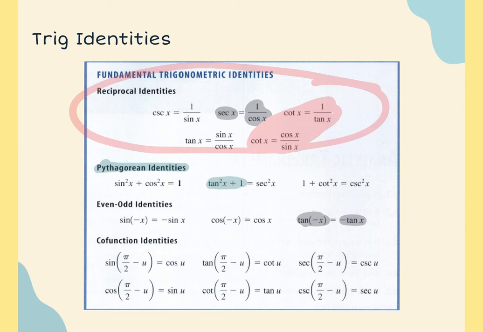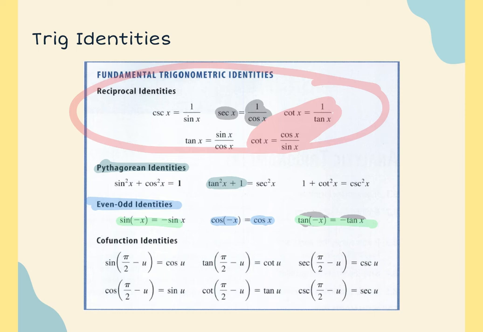The even odd identities, okay, remember cosine, the sign goes away, but everything else would stay. So if I had sine of negative x, it would be the same thing as negative sine of x. If I had tangent of negative x, it would be the same thing as negative tangent of x.